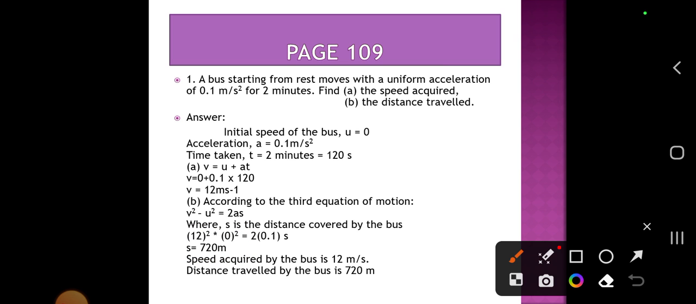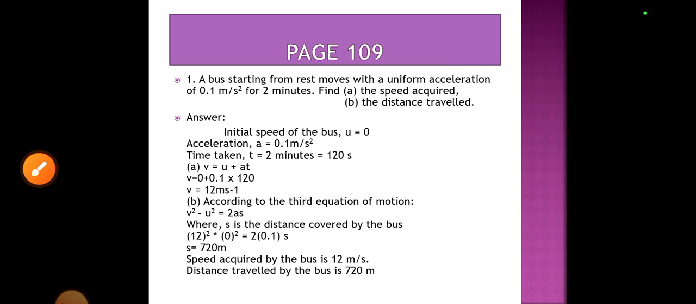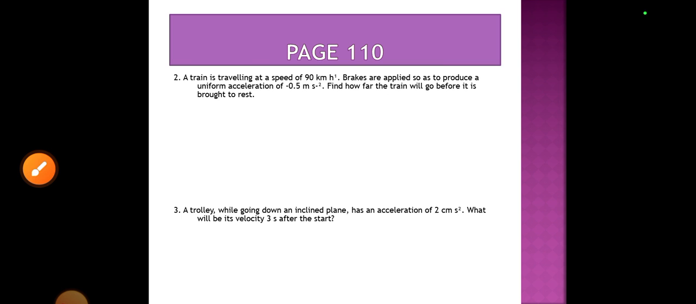The speed acquired by the bus is 12 meter per second, and the distance traveled by the bus is 720 meter. So move on to the next question.